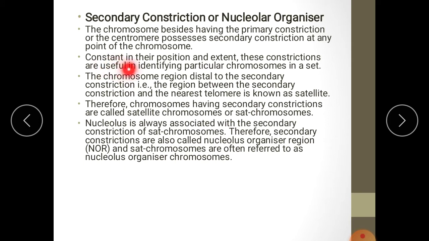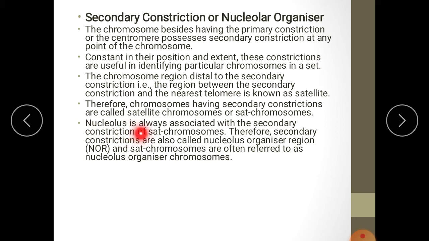Constant in their position and extent, these constrictions are useful in identifying particular chromosomes in a set. The chromosome region distal to the secondary constriction, that is, the region between the secondary constriction and the nearest telomere, is known as the satellite. Therefore, chromosomes having secondary constrictions are called satellite chromosomes or SAT chromosomes.